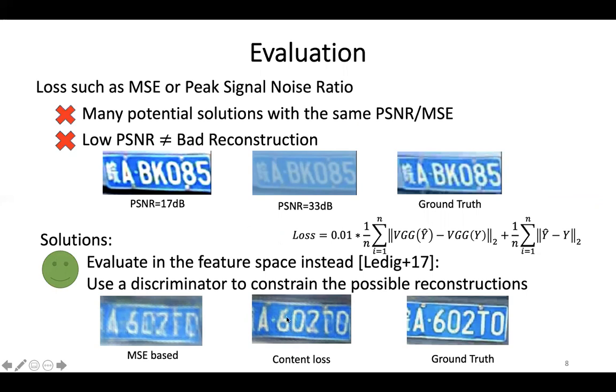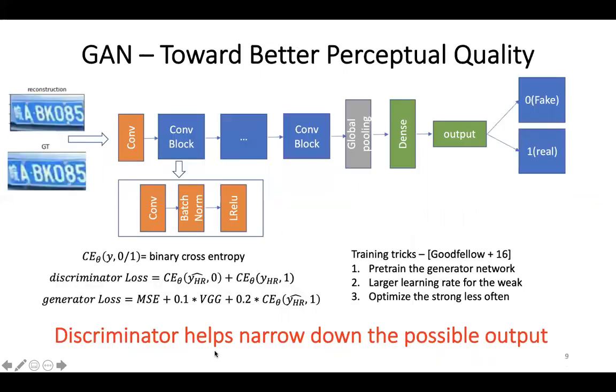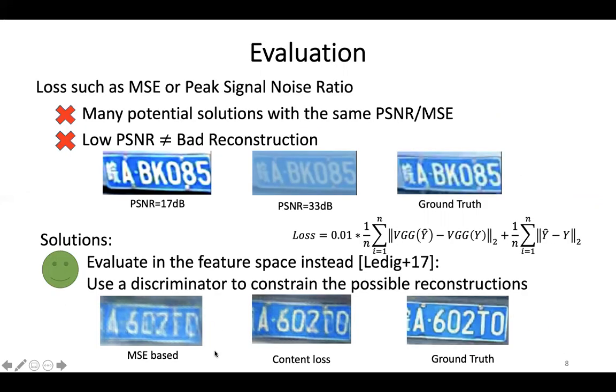As you can see here, the content loss tends to create images that have clear and evident shapes and edges, and MSE loss tends to create over-smooth, cheating answers. We also use a discriminator to constrain the possible reconstructions, because the goal is to create legible numbers. We want our model to create character-like shapes instead of artifacts like what you see in the MSE-based reconstruction.